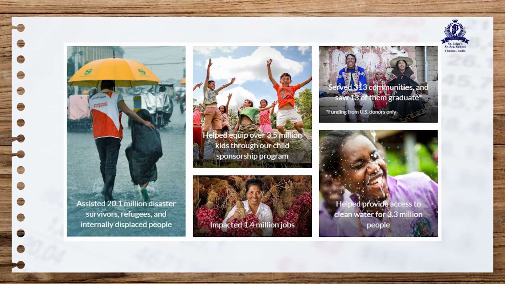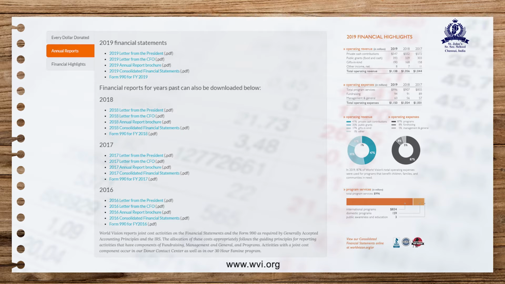Here you can see how they have worked with refugees, provided disaster relief funds, and educated almost 3.5 million kids. They have given 1.4 million job opportunities, served 313 communities, and given 3.3 million people access to clean drinking water. If you look at the website of World Vision, you can see all of their financial statements from the year 2019. They have their past financial records also for everyone to view.